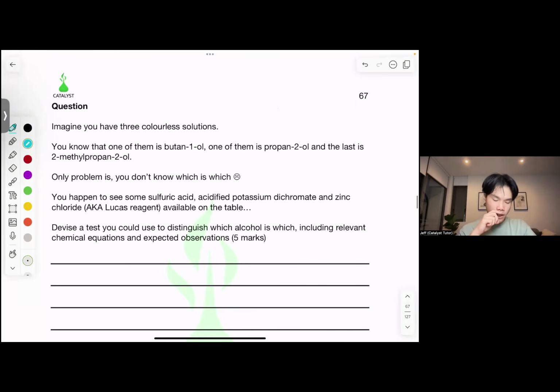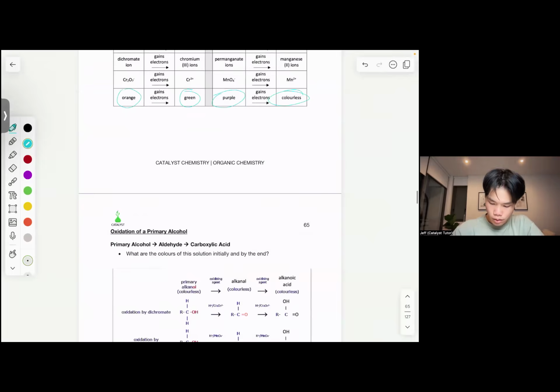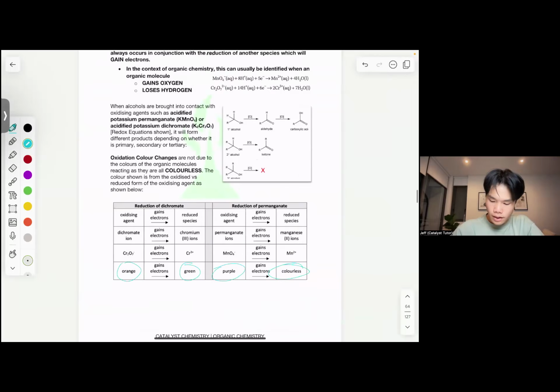Then the typical question they can give you, which is veering onto Module 8: butanol, propan-2-ol, 2-methylpropan-2-ol. These can each be reacted with an oxidizing agent. Say you use permanganate. What color should you expect for 2-methylpropan-2-ol? None, because it wouldn't react. Oh wait, hang on, is it none? Permanganate shows... oh yes, I think you're right.